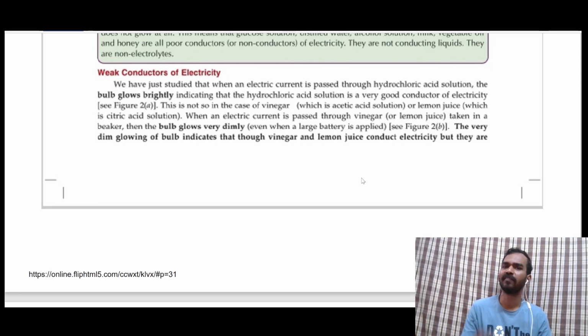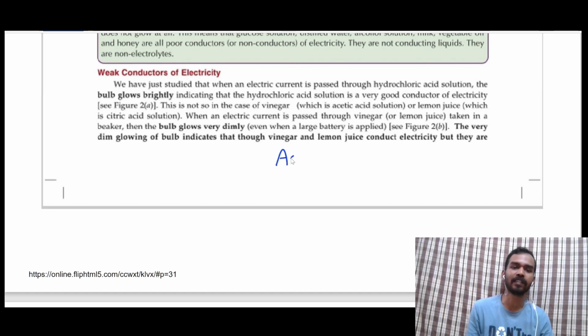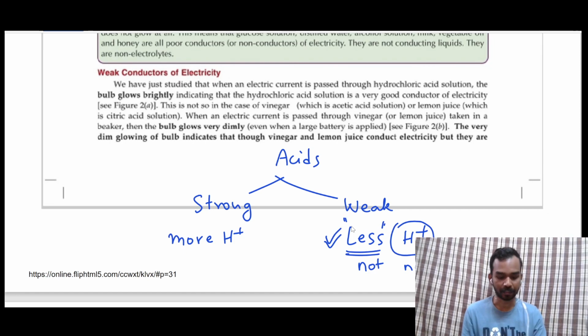Now what happens if there is a very small amount of ions? Ions are there, but very few. That also we can test. We told, right, you have acids, you have a strong acid, and you have a weak acid. Strong acid has more H plus, weak acid has less H plus. It is less H plus, not no H plus. It is there. Something is there, but in a very small amount. So it can conduct, that we will see here.